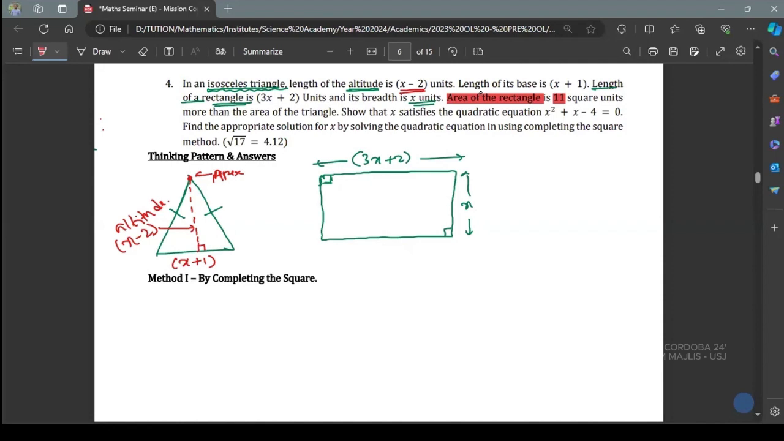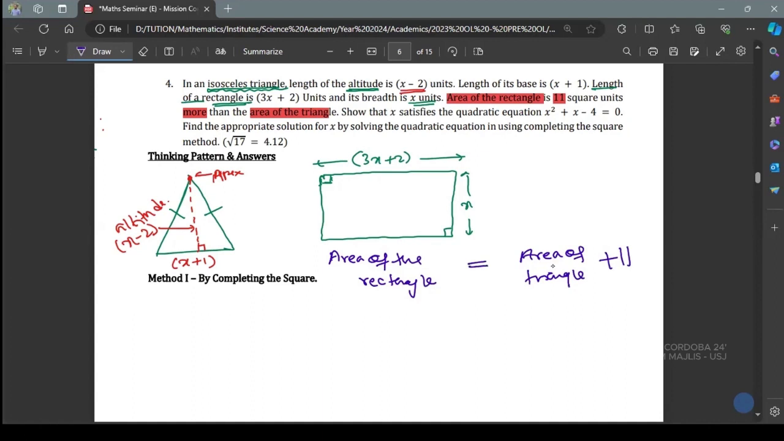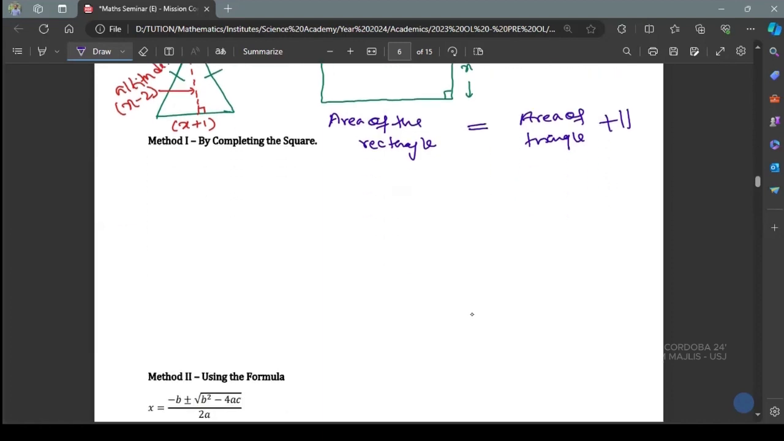So they say that the area of the rectangle is 11 square units more than the area of the triangle. You should be able to put this sentence into mathematical notation. The rectangle's area is 11 units more than the area of the triangle. So the rectangle's area equals the area of the triangle plus 11. This is the step we have to use to solve this question.